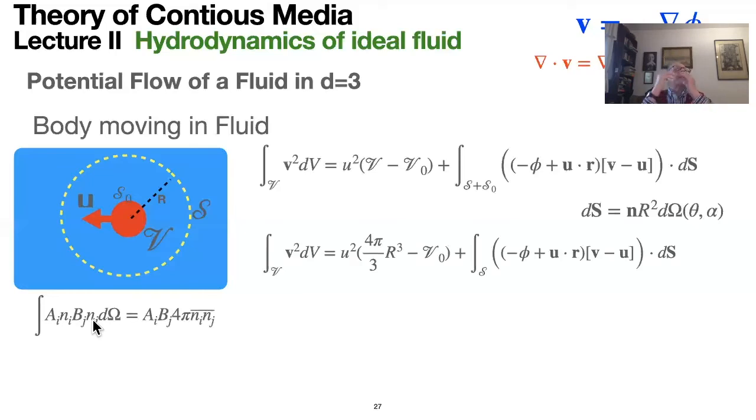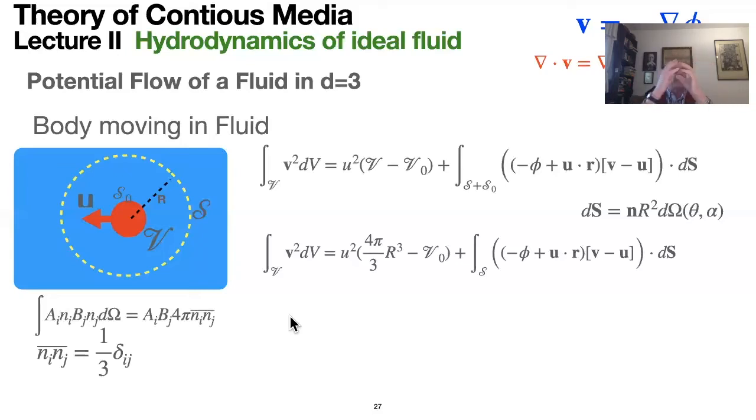Well, if the vectors A and B are constant, then I can take them out of the integration and I have the complicated looking integral of n_i and n_j over the surface of a large sphere. But the integration over the normal vector over the surface of a sphere is very simple. It's the spherical angle, 4 pi, times the average value of the product of the vectors n_i and n_j. So I then have to calculate the mean value of the product n_i and n_j.